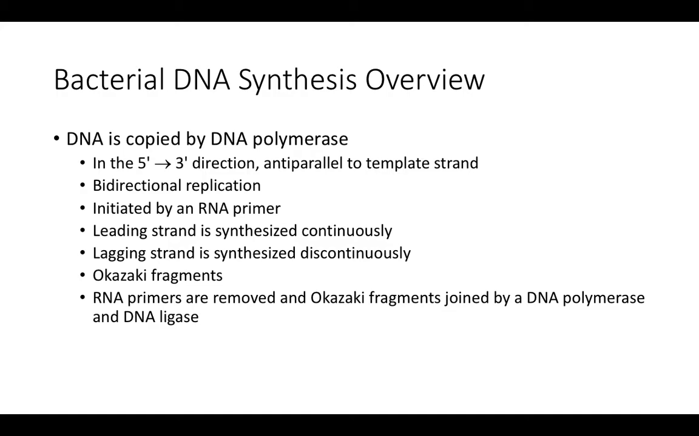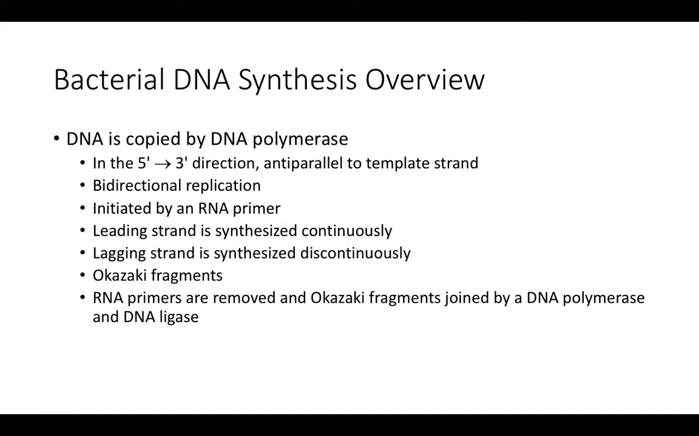This is just a big overview, guys. Remember that the enzyme that copies DNA is DNA polymerase. DNA synthesis is always 5' to 3', anti-parallel to the template strand. Bidirectional replication. You'll recall that DNA polymerase requires a short little primer to get it started. So in bacteria, a special RNA polymerase, some people call it primase, will first synthesize a short little RNA primer. And then once that short little RNA primer is present, DNA polymerase can take over and start synthesizing DNA.